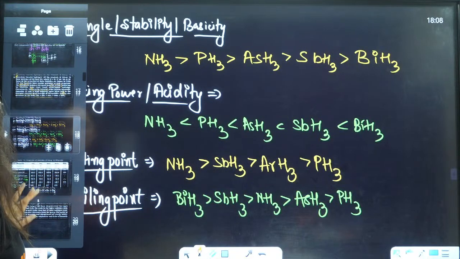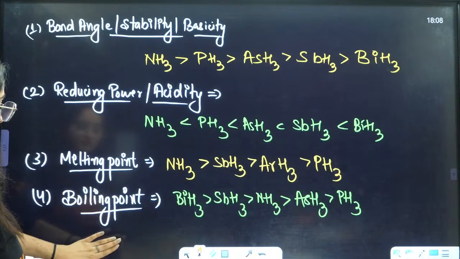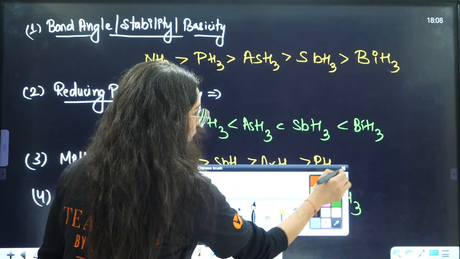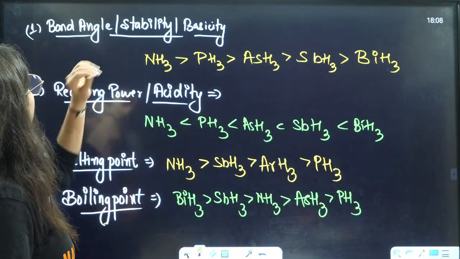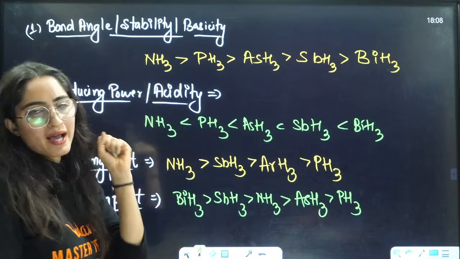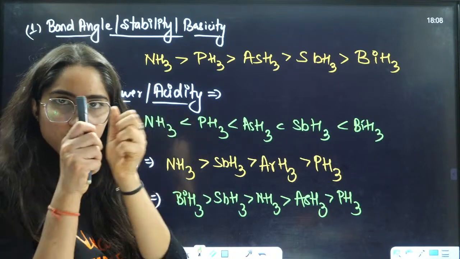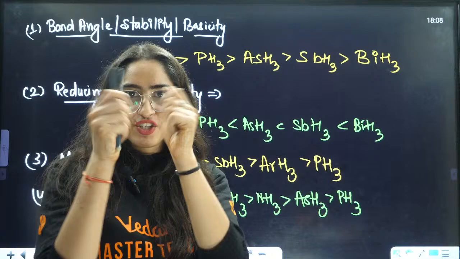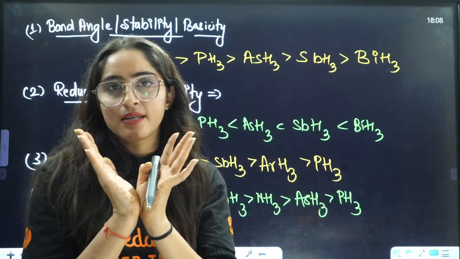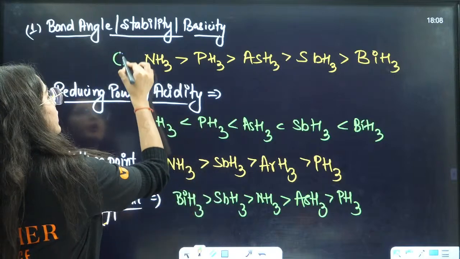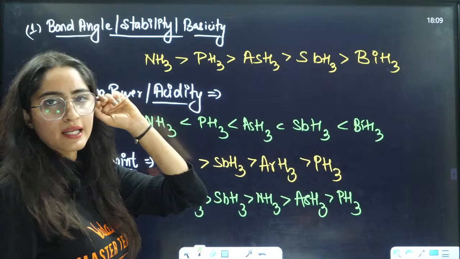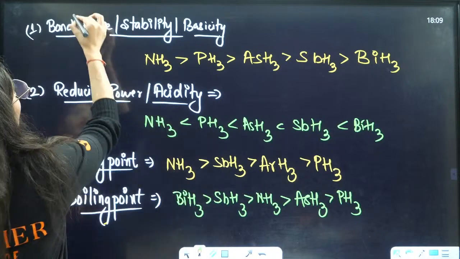Now let us see what is the reason behind that. If you talk about the bond angle, firstly let us see the reason for the bond angle. Why is it maximum for nitrogen? Because of its small size, there is more repulsion. The bond pair repulsion is more, that is why the angle is increasing, and that is why it is decreasing like this. That is the reason for the bond angle.